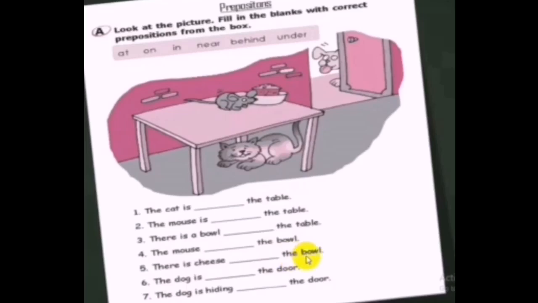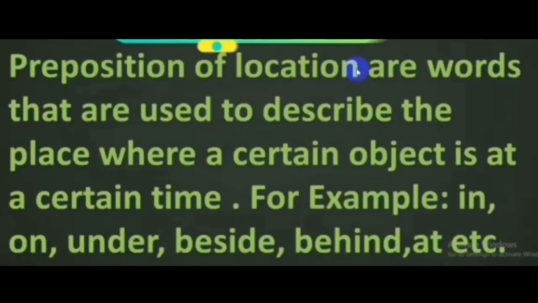Number 5. There is cheese dash the ball. There is cheese in the ball. Number 6. The dog is dash the door. The dog is behind the door. Number 7. The dog is hiding dash the door. The dog is hiding behind the door.